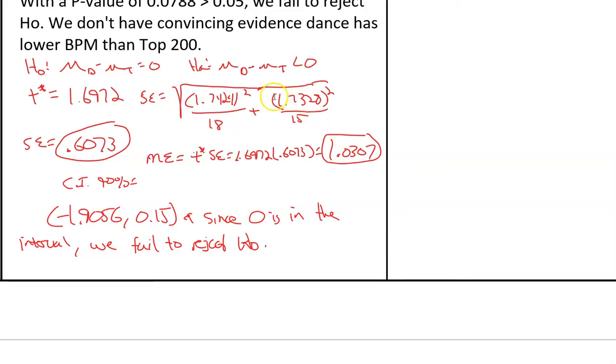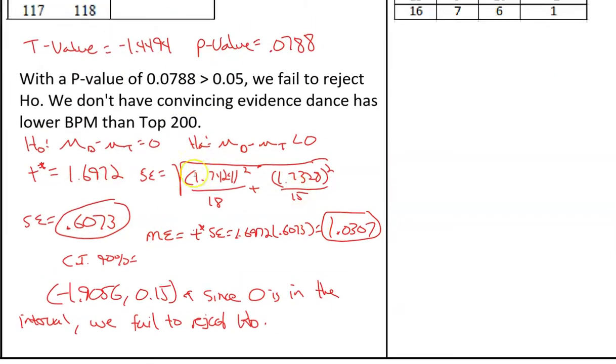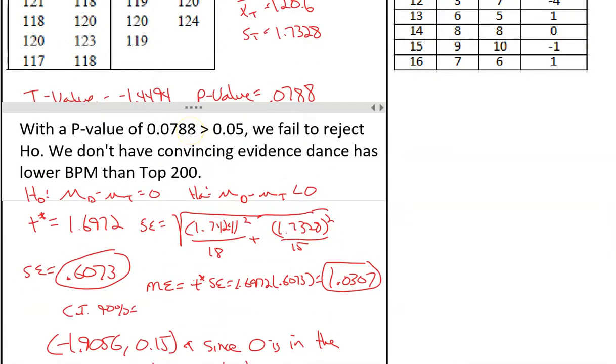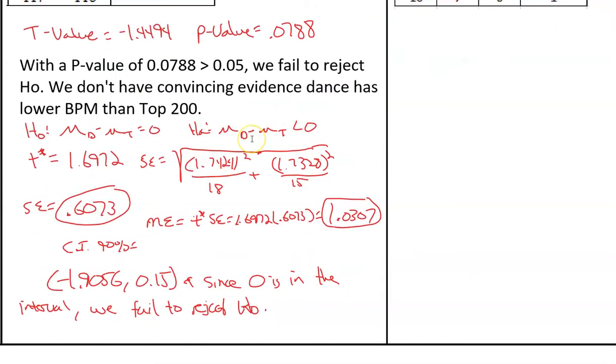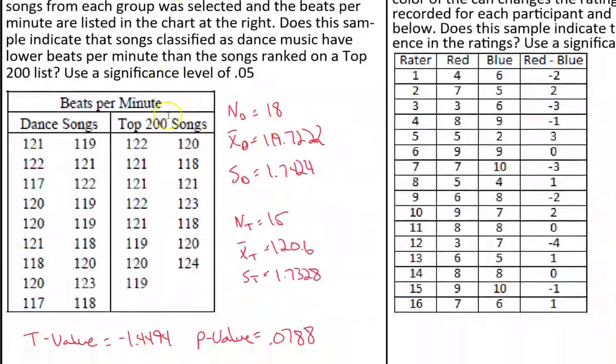So I'm 90% confident the true value is in that interval, and since 0 is in that interval, I do not have convincing evidence that the dance beats per minute are lower than the top 200, and it's the same conclusion I came to with the t star versus t, and the same conclusion I came to with the p-value versus the significance level. So that is my final answer for a 2-sample t-test and interval for a mean.